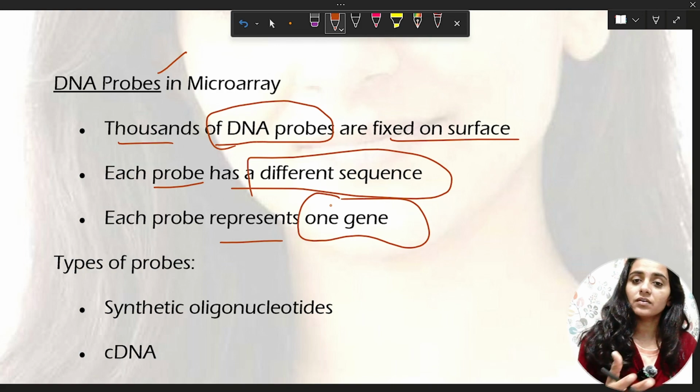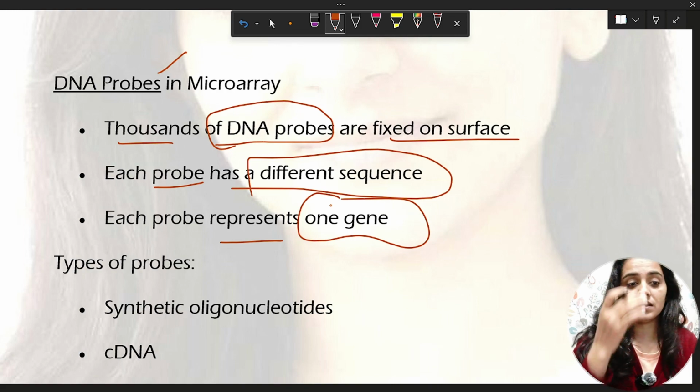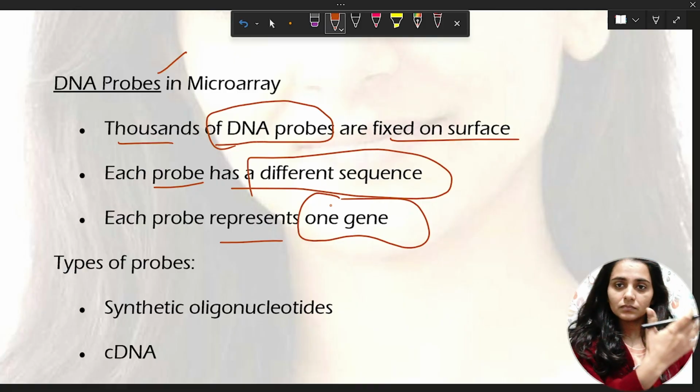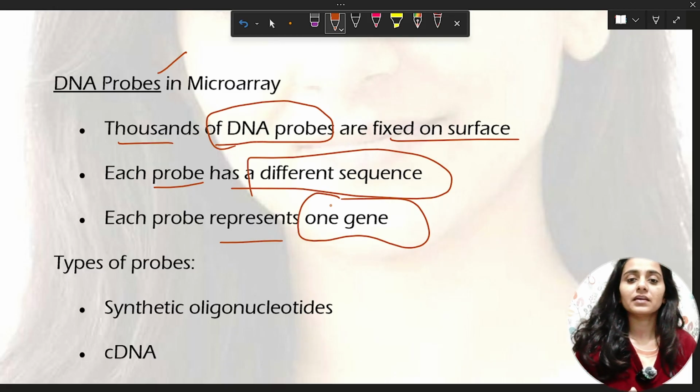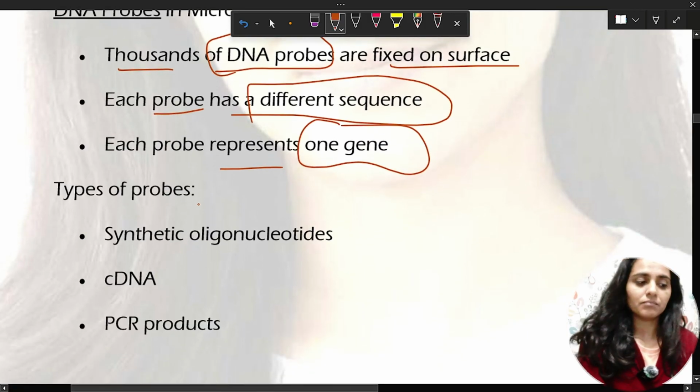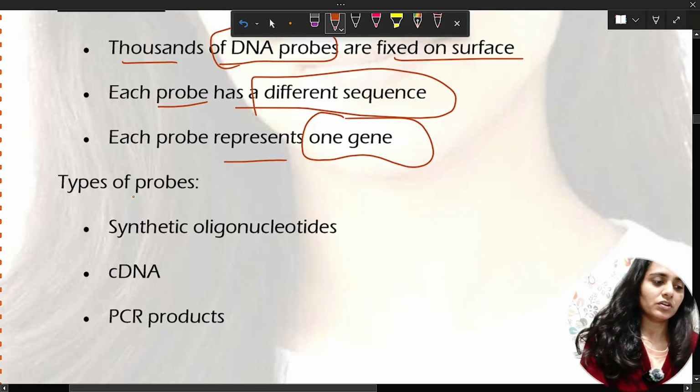So 1000 probes means 1000 genes, which we use to determine or detect the number of genes expressing in our sample, cell or sample material, whichever you consider.